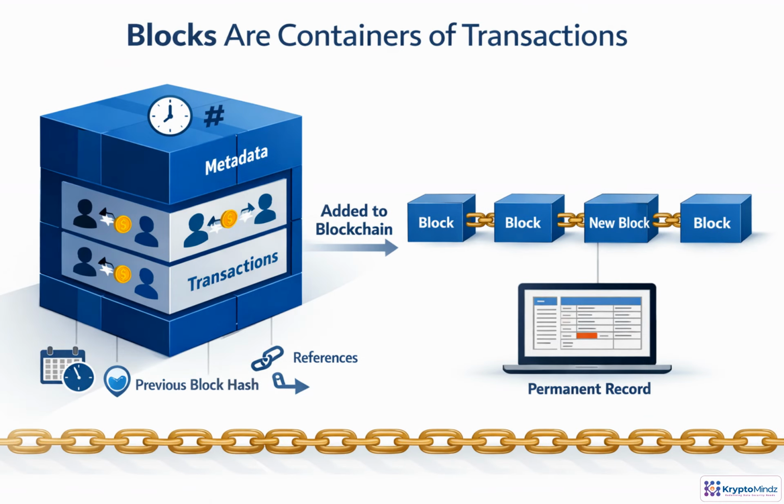A block is like a sealed package of activity. Inside are the transactions users want recorded, such as transfers or updates. Around those transactions is metadata, a timestamp, a reference to the previous block, and other data the network uses to check order and validity. Once the network accepts the package, it is attached to the chain, and those transactions become part of the shared record.